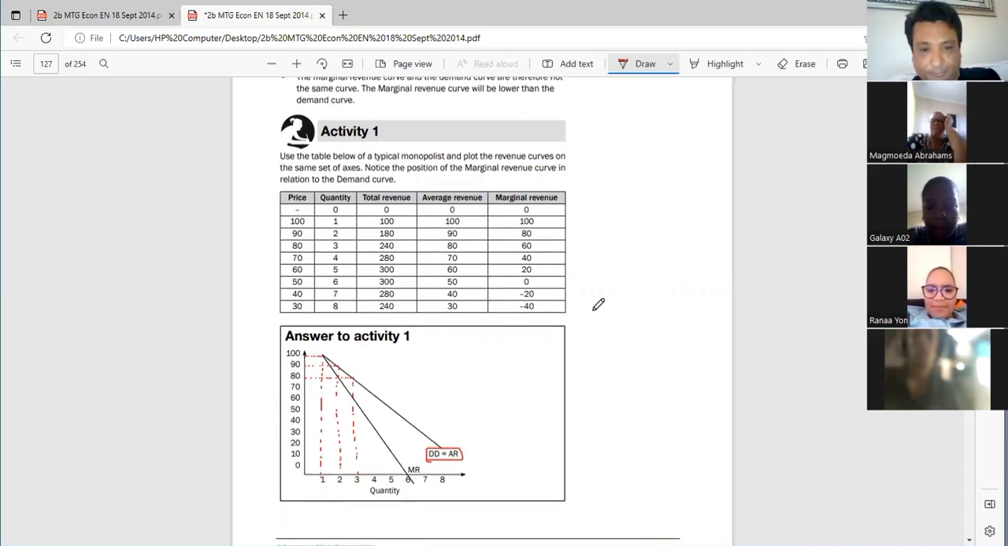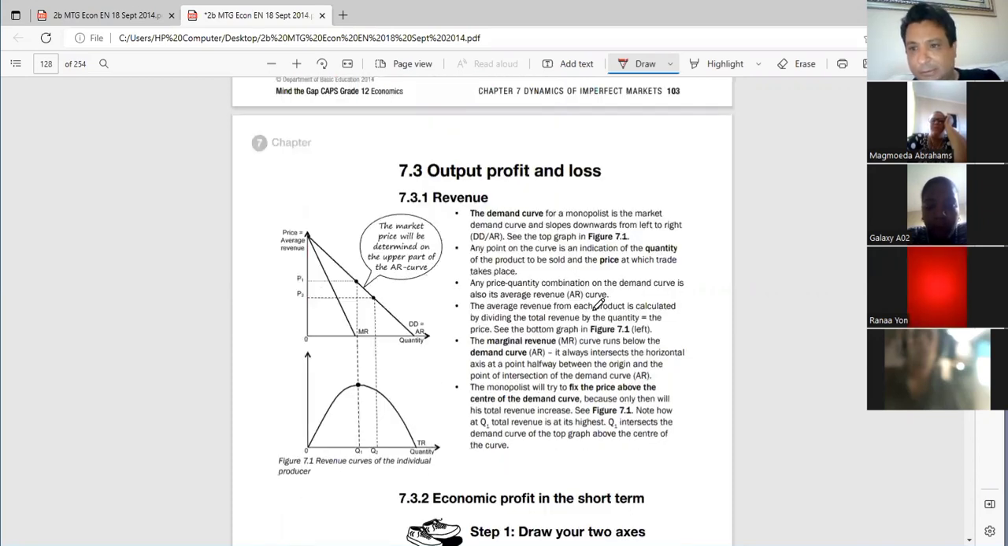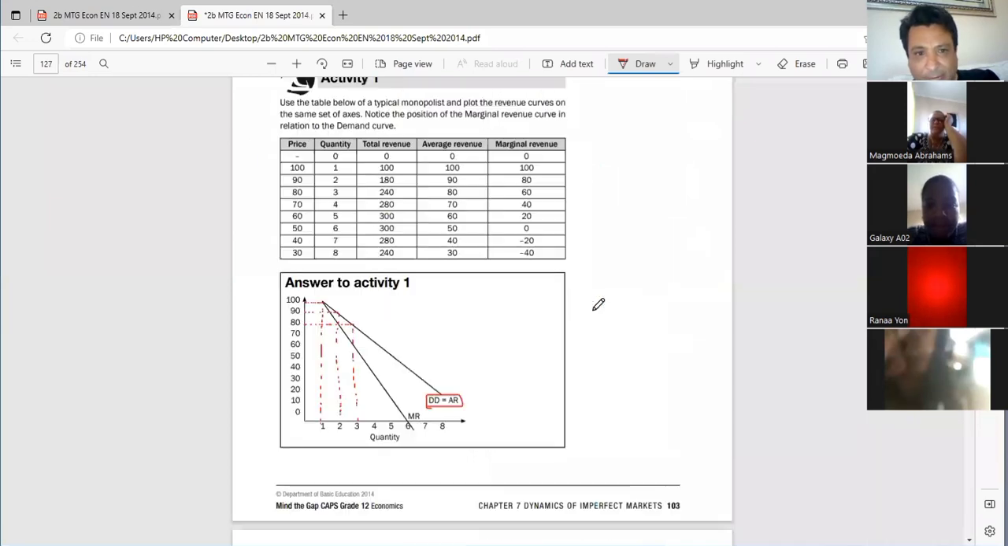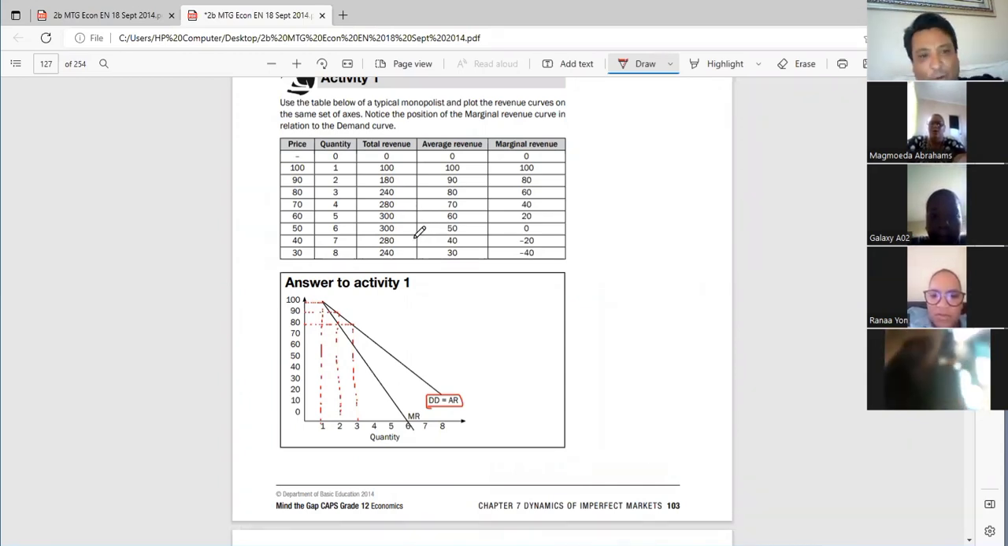Now let's go down. Just stop quickly before you go further. If I look at prices, when the price is 40 rand, total revenue is 280. Average revenue is 40 rand. Why does it say there minus 20 in marginal revenue? Minus 20. Okay. Now let's go.